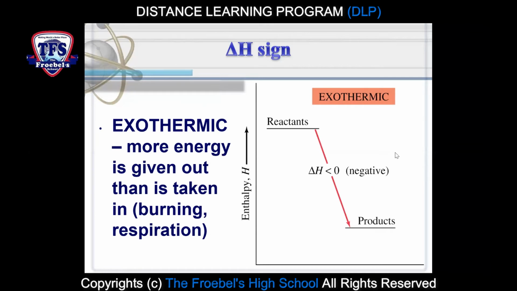As examples of exothermic reactions, all combustion reactions are exothermic. Respiration is exothermic. Bond formation is exothermic. So these are a few examples of exothermic reactions: combustion, respiration, and bond formation.